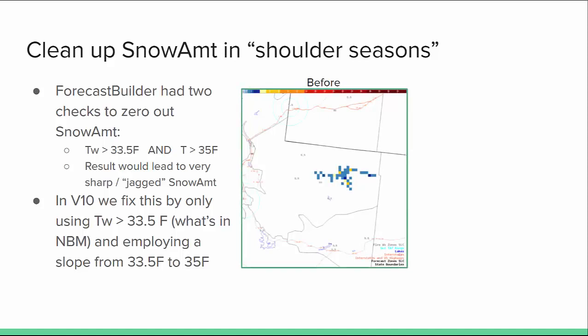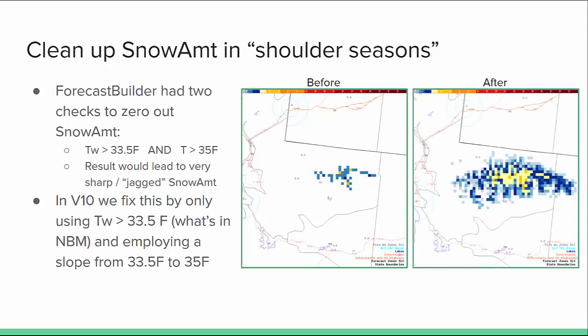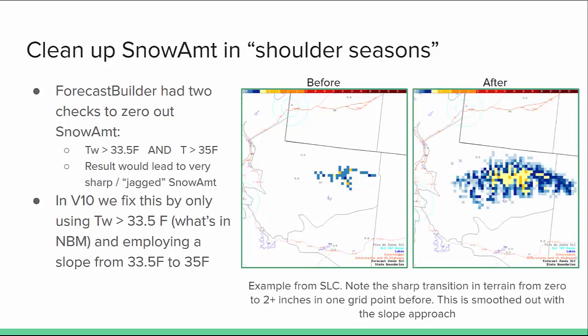So let's do a little before and after to show you that reflection here. Here's a before image, and you see these very sharp edges going from like 2 inches or so to absolutely nothing, or in the case of one or a couple grid pixels that are above 8 inches, going to absolutely nothing around it. Here's the after, and you see the snow amount getting quite a bit spread out. This is an example from Salt Lake City's area, and all these snow amount pixels are in sharp terrain.